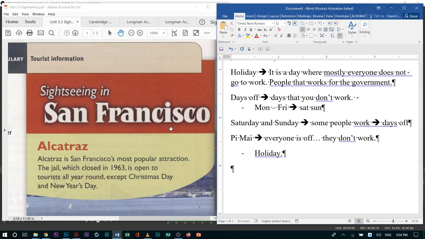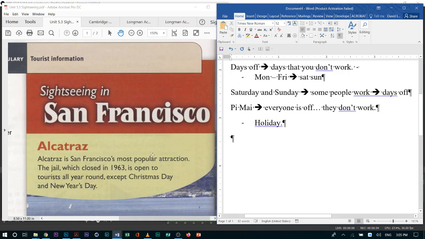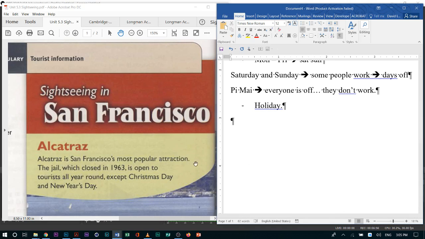Sightseeing in San Francisco. Alcatraz is San Francisco's most popular attraction. The jail, which closed in 1963, is open to tourists all year round, except Christmas Day and New Year's Day. So we have the word except.